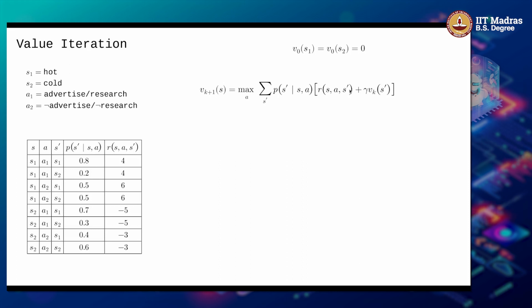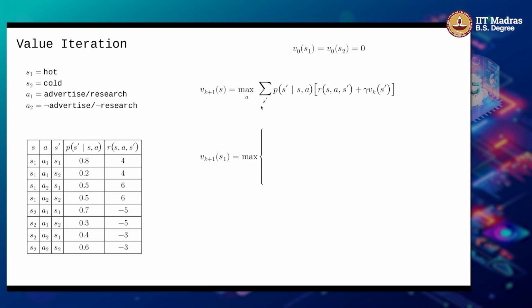Now we have to compute Vk plus 1 of S1. We'll come to this specific example that we have here. So what is Vk plus 1 of S1? It's a max over all possible actions that you can take in S1. How many actions can you take? 2 actions, A1 and A2. So first, let's look at A1.